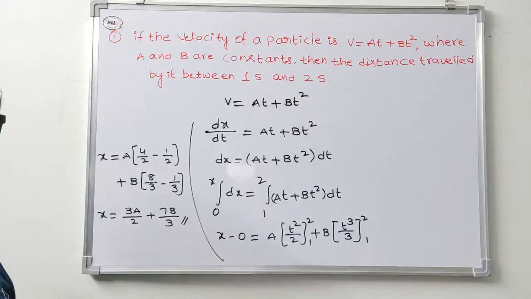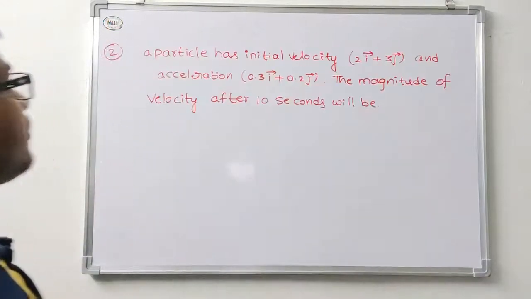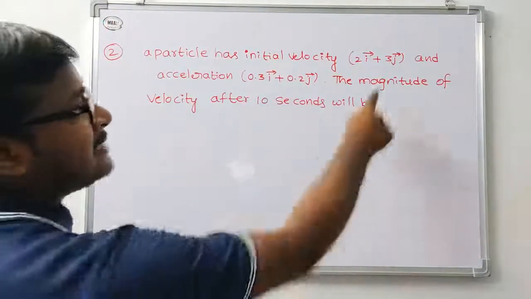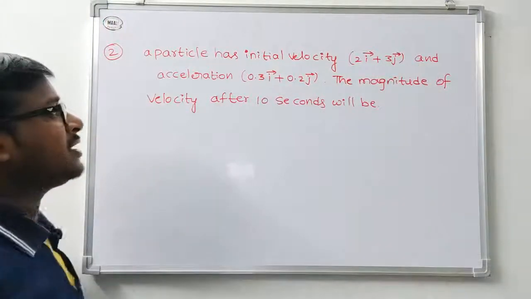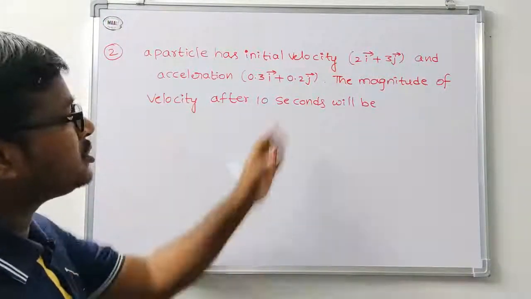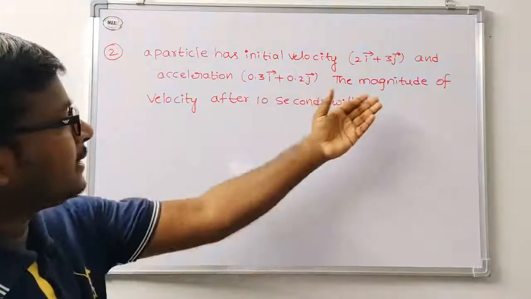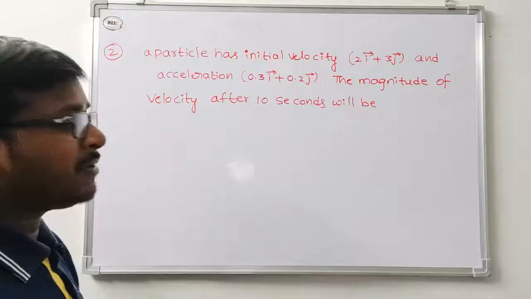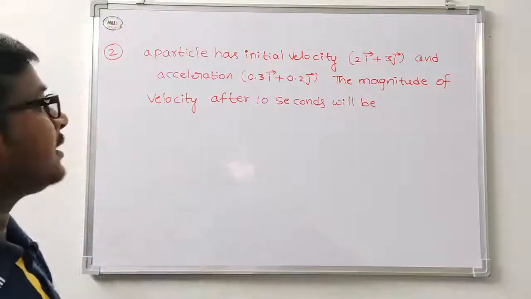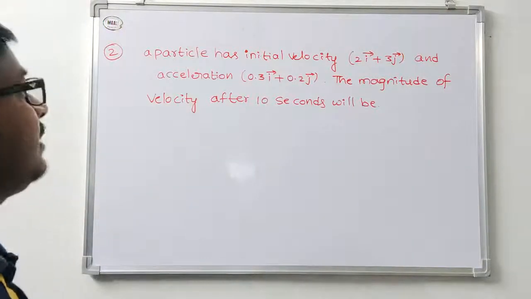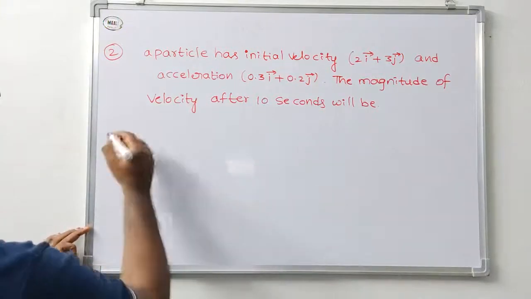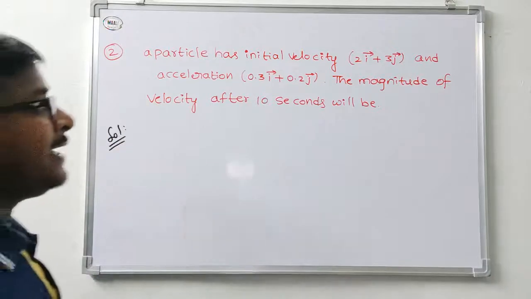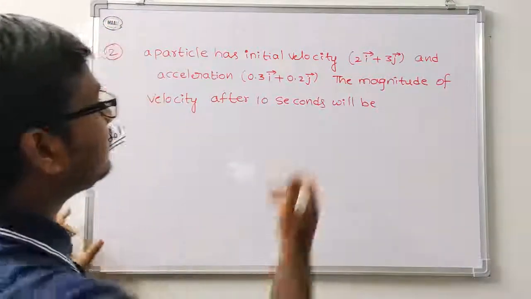The next, second problem. In this second problem, a particle has the initial velocity 2i + 3j and acceleration 0.3i + 0.2j. Then find out the magnitude of velocity, that is the mod of v, calculated after 10 seconds. This is a very easy problem, very important in NEET and JEE Mains level.